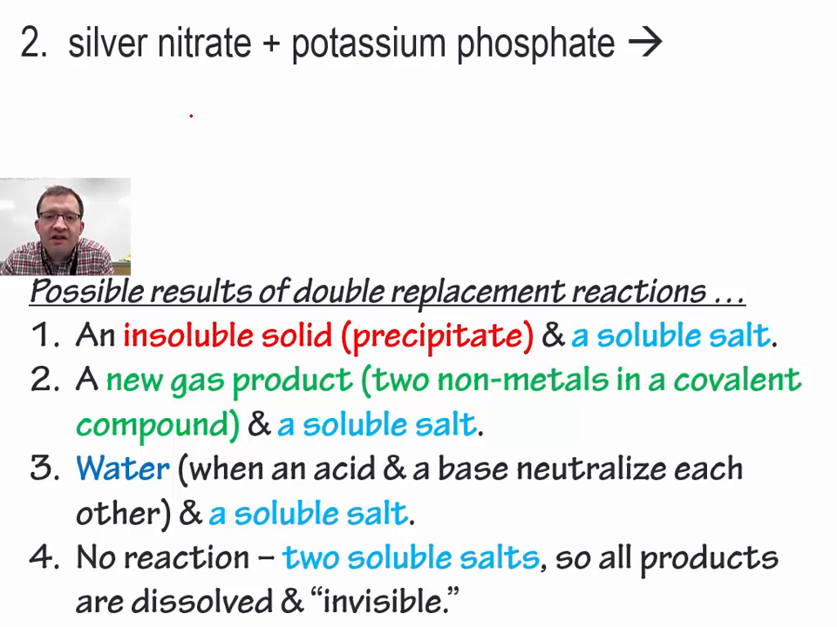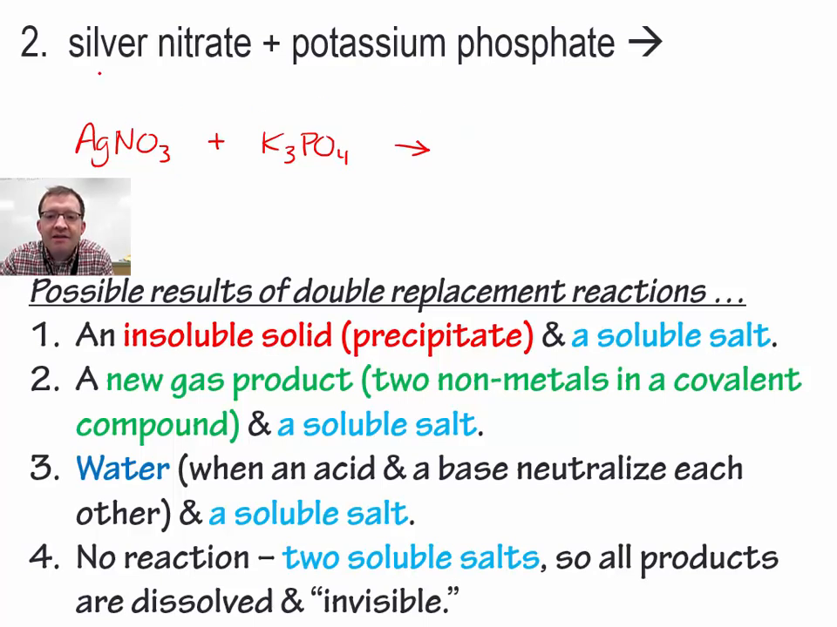Now, I'm not going to write out all the names for these. I think you can handle that. I'm just going to jump ahead to the reactants and products in terms of formulas. So silver nitrate will be AgNO3. Potassium phosphate, again, K3PO4. And again, we're not going to spend a lot of time with nomenclature on these because it's something that I hope by now you've mastered. If not, you need to get back and keep working on that.